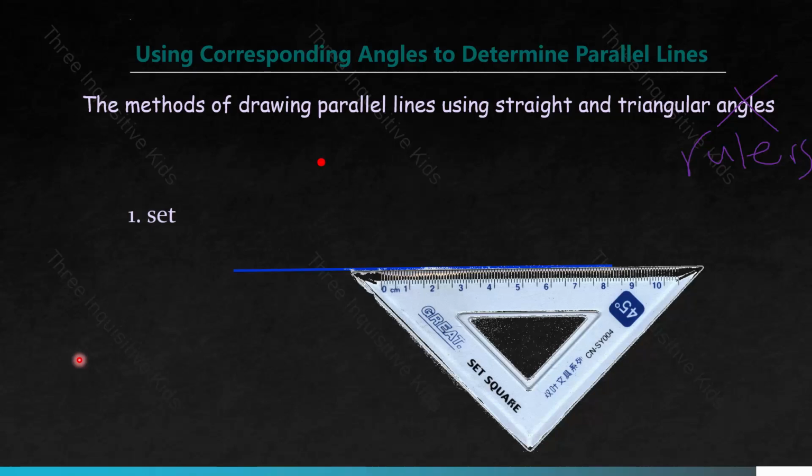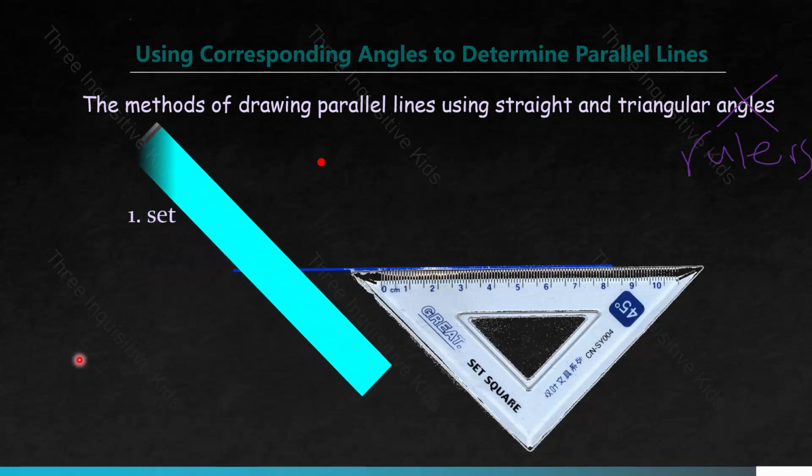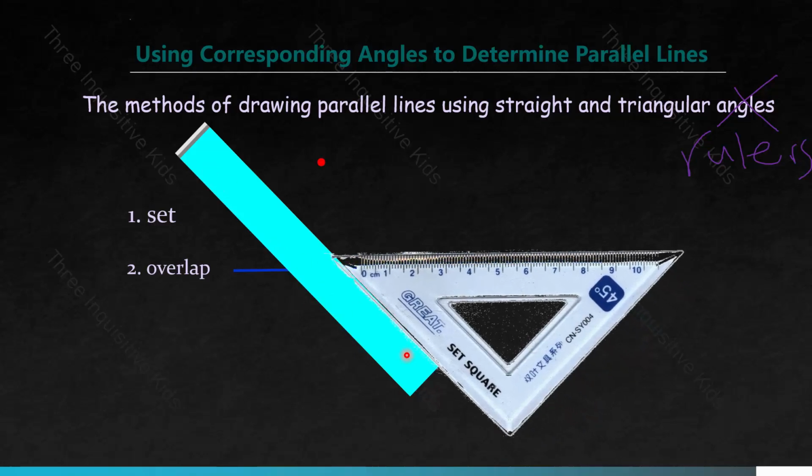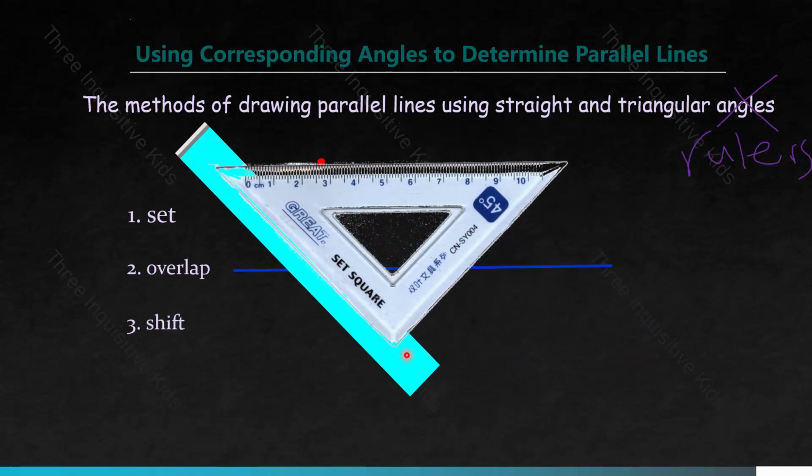Our first step is to set the triangular angle on the piece of paper or whatever you have. Next, we take the straight ruler and we overlap them on this one line. Then we shift it along. This is a bit not centered, but you get the idea. We're supposed to shift this along this ruler, and then finally we draw.